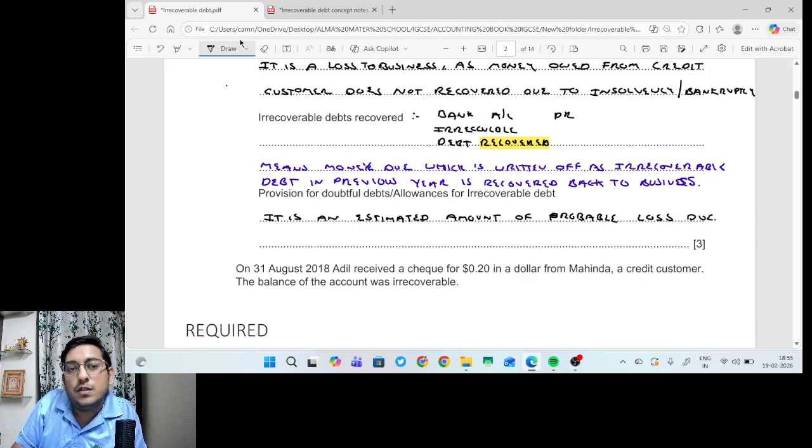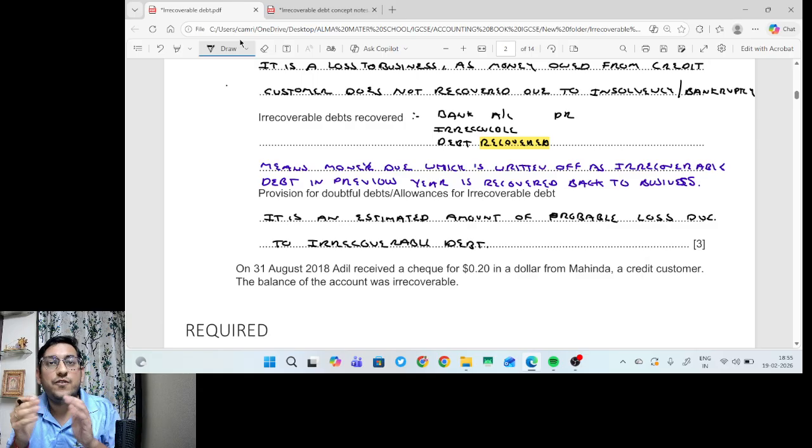due to irrecoverable debt. Language can be changed, but the essence of the words should be the same, right? You may use different language, different authors may use different language, but the essence of the concept should be the same. It is an estimated amount of probable loss due to irrecoverable debt. And since this is an estimation, it keeps on changing every year, right?